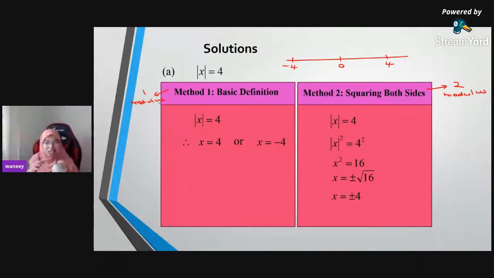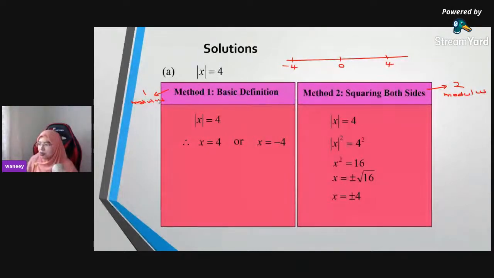Macam saya lebih suka cara tu lah sebab saya rasa macam mudah bila saya nak kira. Sebab square sometimes nombor dia besar, nanti saya nak factorize payah sikit. So for me, if I only have one modulus, I prefer basic definition. If I have two modulus, I prefer to use squaring both sides.